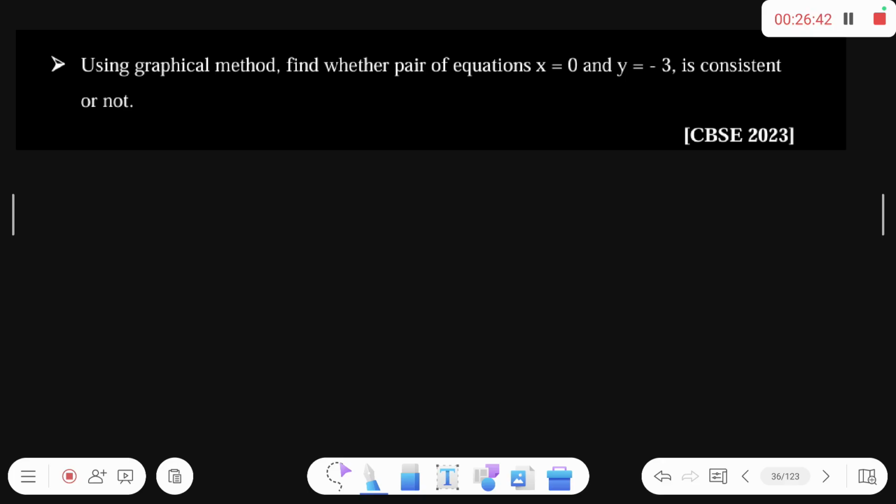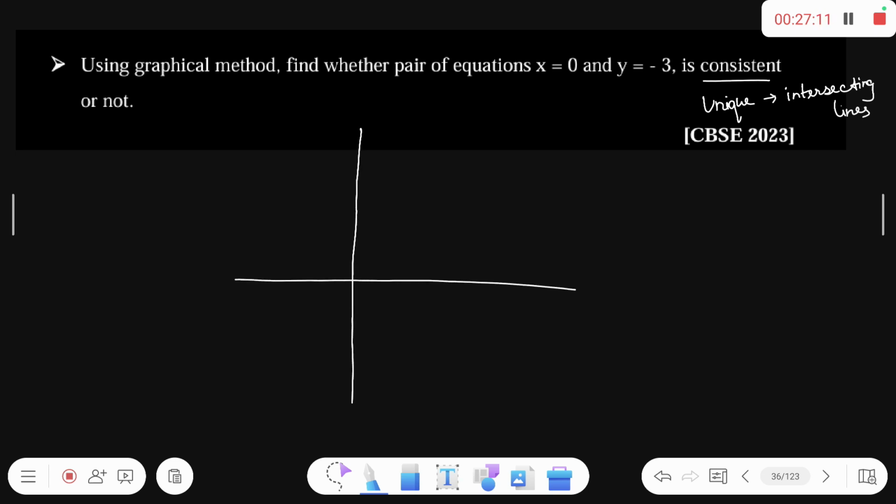Okay, using the graphical method, find whether the pair of equations x is equal to 0 and y is equal to minus 3 is consistent or not. For equations to be consistent, they should have a unique solution. And for a unique solution, they must be intersecting lines. So you have to draw the graph. I'm drawing it roughly for you.